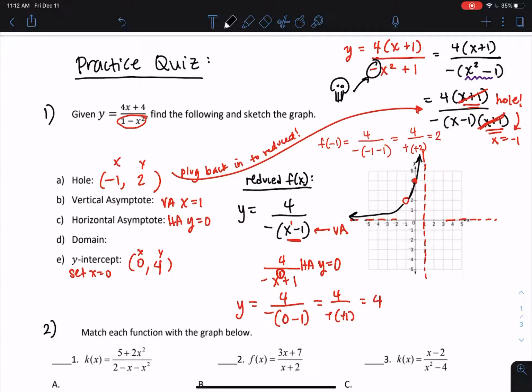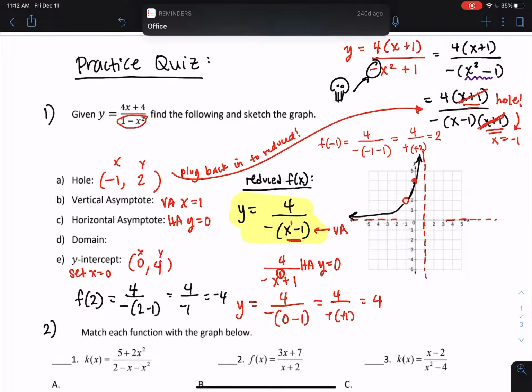So let's plug in some number to the right. Let's plug in 2. So let's see, what's f of 2? Well, again, we're using our reduced function. We have 4 over negative 2 minus 1, which is 4 over negative 1, because 2 minus 1 is 1, and then there's a negative, and that's negative 4. So I found that I have a point at 2, negative 4. And so that's enough for me to realize my graph's going to look like this.